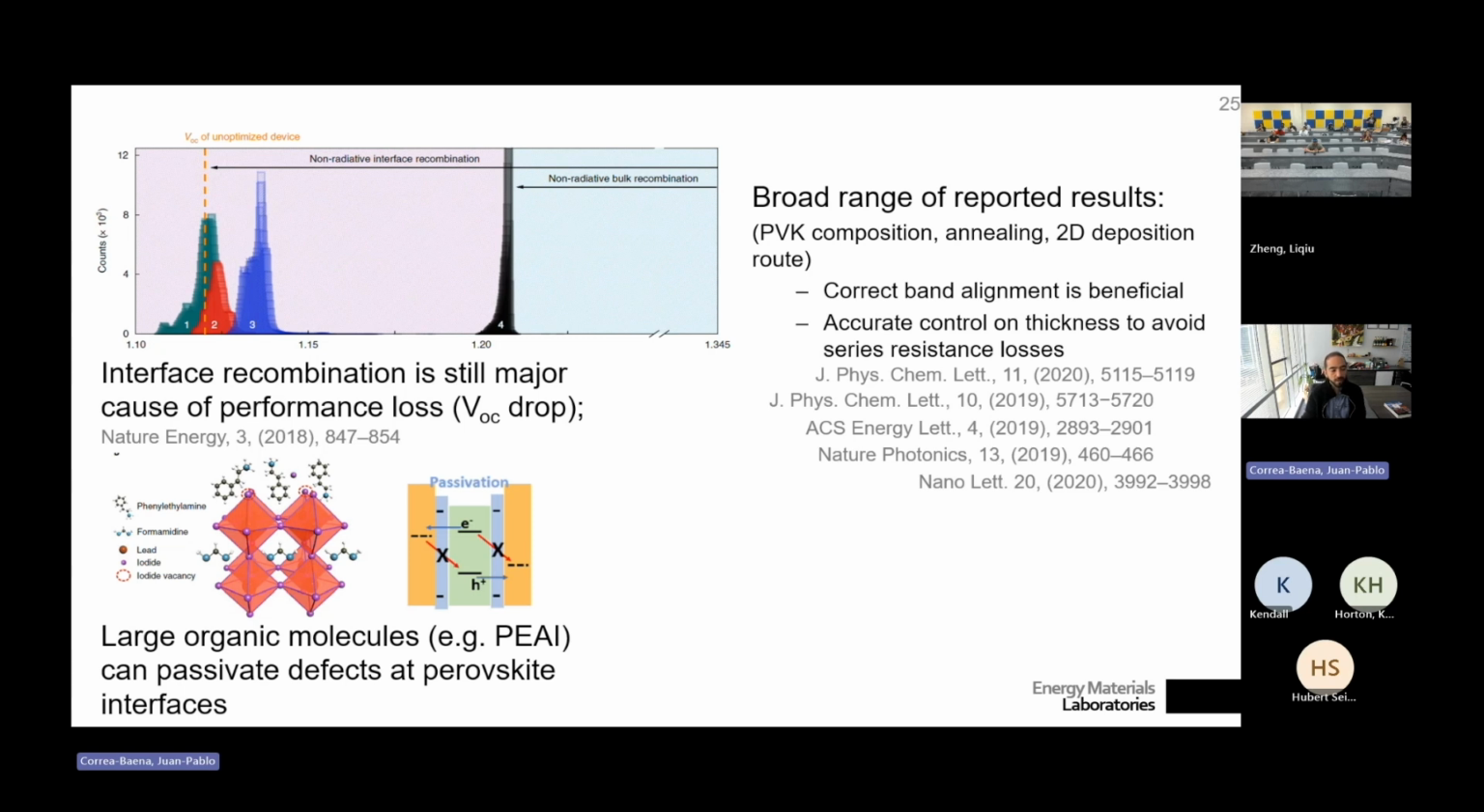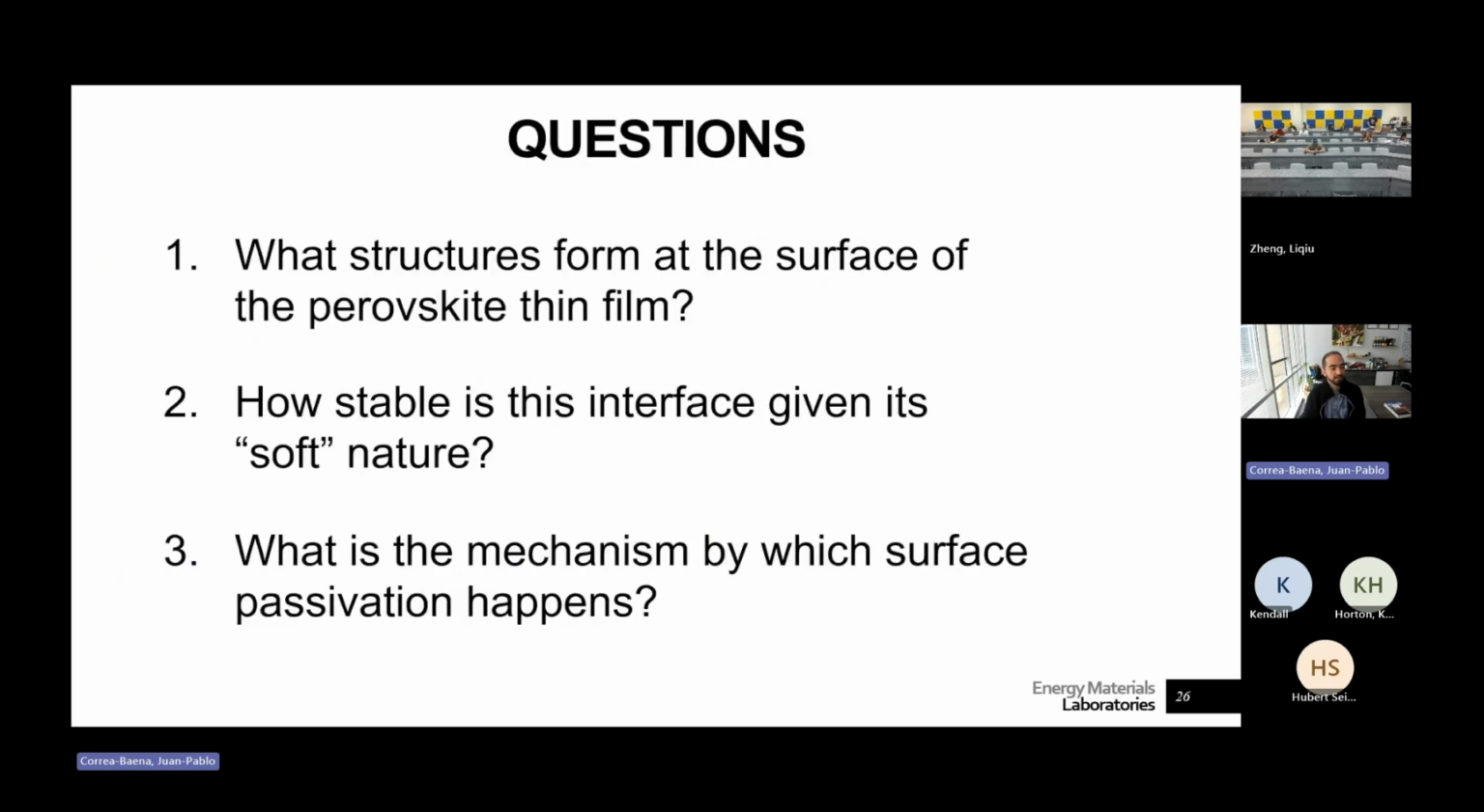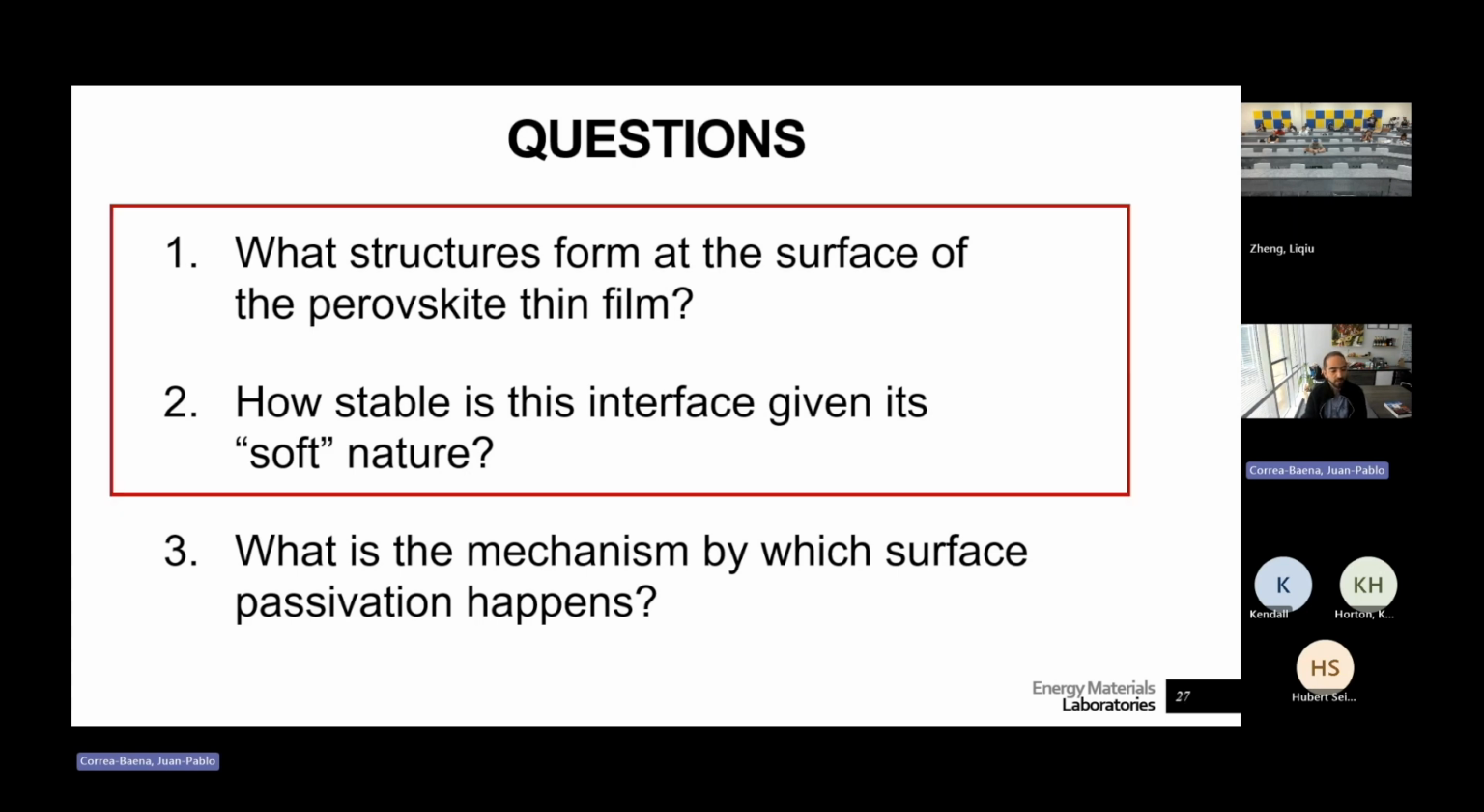But we don't know a lot about what's happening there, so we have three questions that we want to answer at that interface. What structures do we have in that surface when we put some of these organic materials? How stable is that interface? And what is the mechanism by which this surface passivation happens? I'll try to answer these first two questions quite quickly in just a few slides, and then I'll spend a little bit more time on this one because this is the most interesting part.